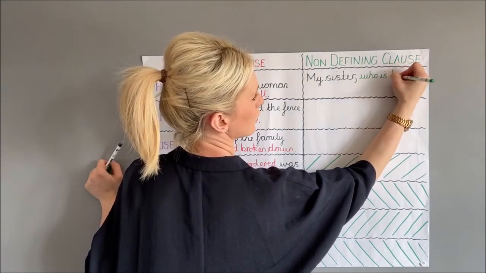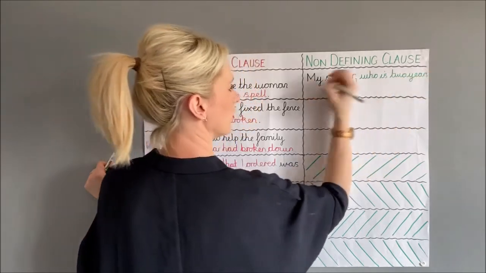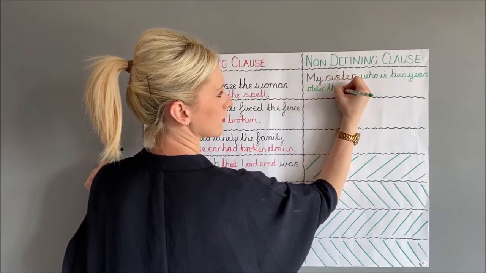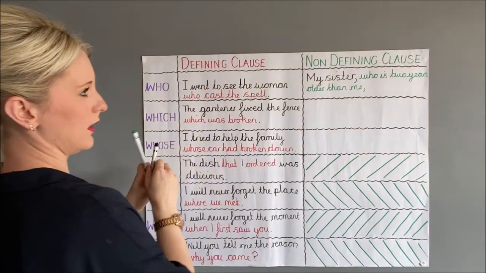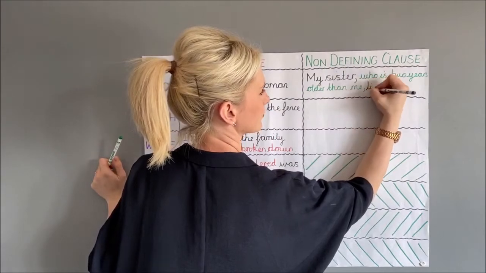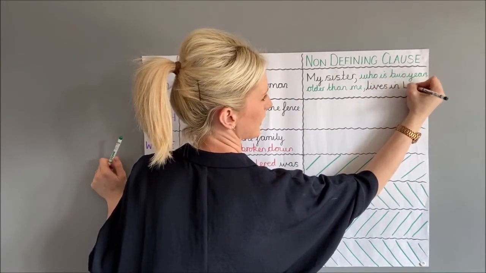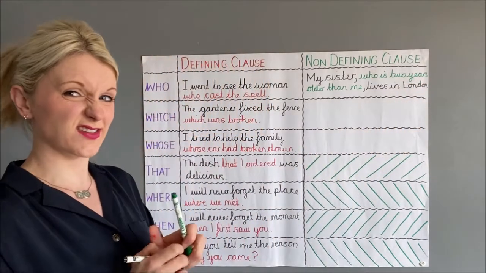So this time I'm going to just tell you that my sister, who is 2 years, if I can squeeze it on, older than me, comma, lives in London. It needs to be in commas, with a capital letter for London, because it's not essential to the sentence.